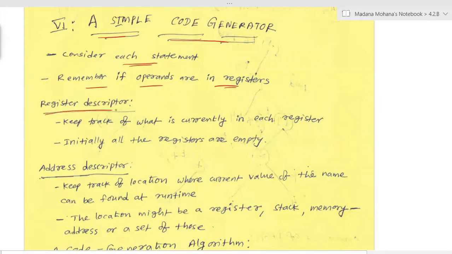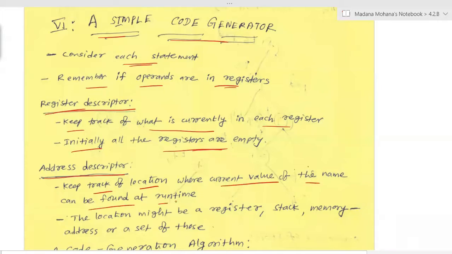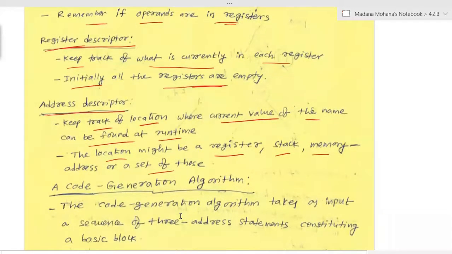descriptors are used. One is the register descriptor, another is the address descriptor. The register descriptor keeps track of what is currently available in each register. Initially, all the registers are assumed to be empty. Whereas the address descriptor keeps track of the location where the current value of a name can be found during runtime. The location might be a register, stack, memory address, or a set of those. So the location may be a register, a stack, a memory address, or a combination of those.